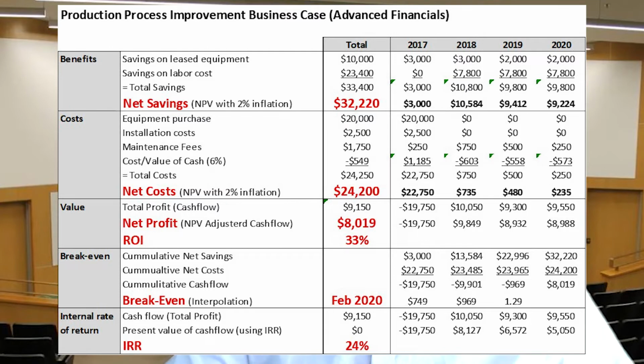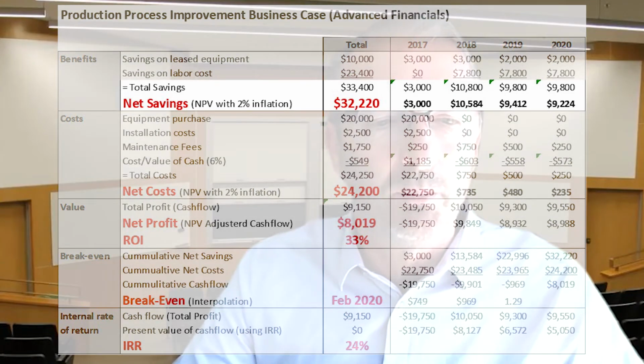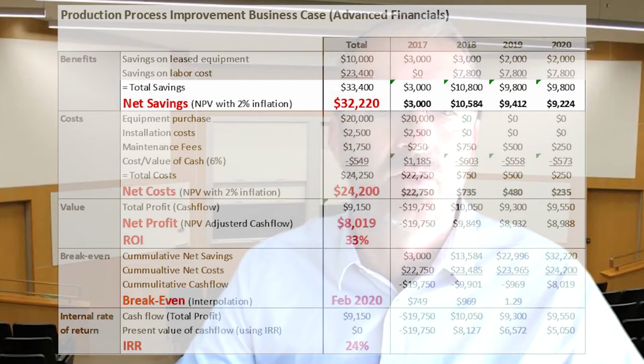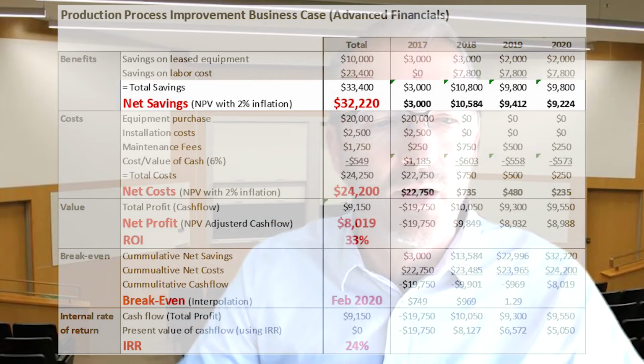Now, because the cash flow comes in over a number of years, one of the things we do if we evaluate a future stream of income is to deduct the inflation that is occurring every single year. So we do what's called a net present value calculation. In this case, we've been using a 2% inflation score, which is the target for many countries at this point in time.